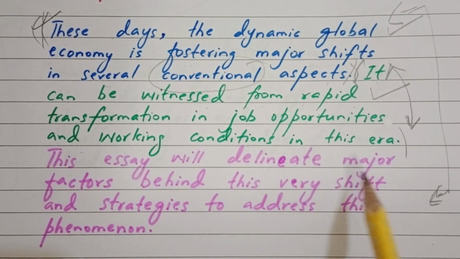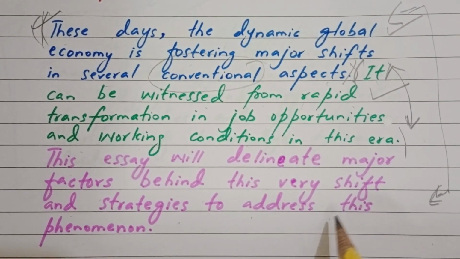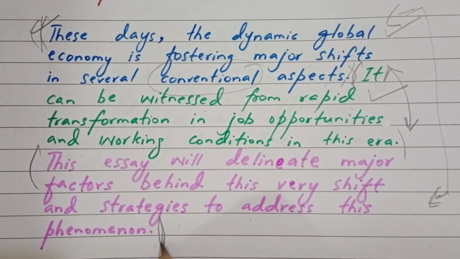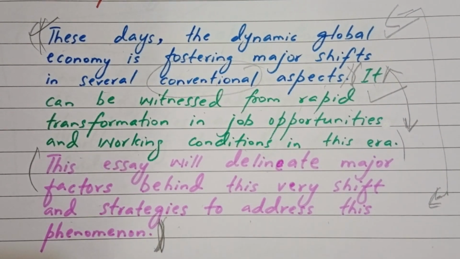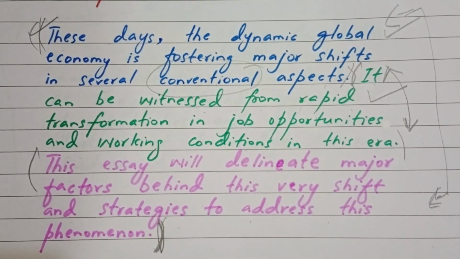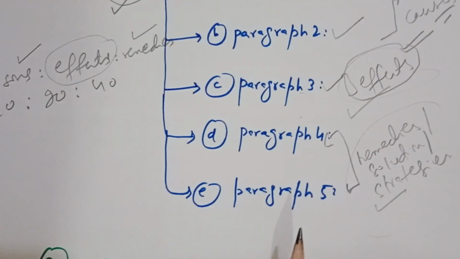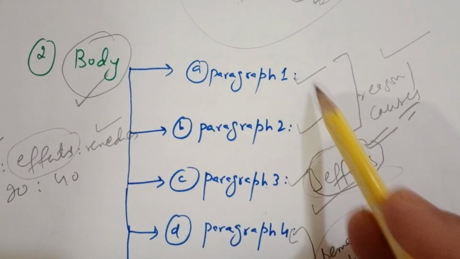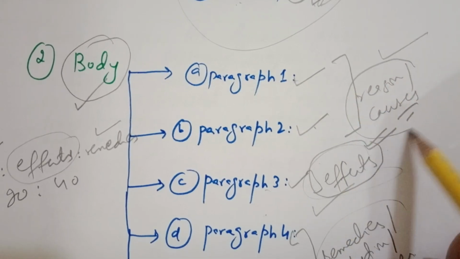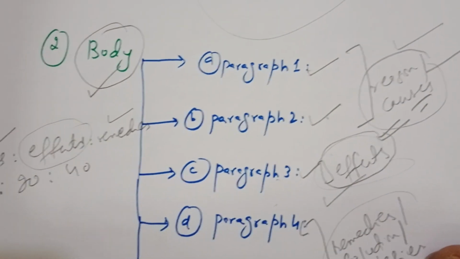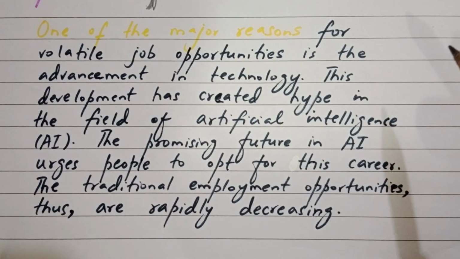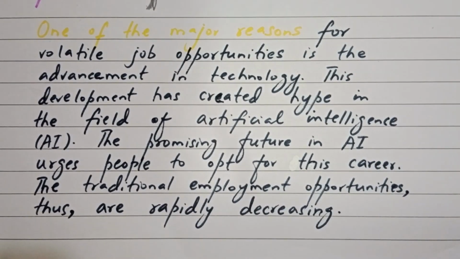This essay will delineate major factors behind this very shift and strategies to address this phenomenon. So this is our thesis statement, or the stance. Now we will move to the body of the essay. As I have already told you, the first two paragraphs will be regarding the reasons or causes of this statement. So here comes the first paragraph of the body of the essay.